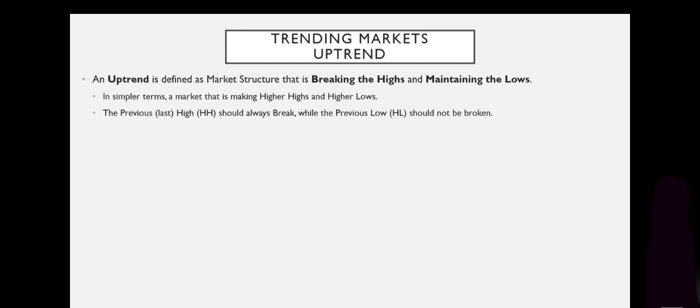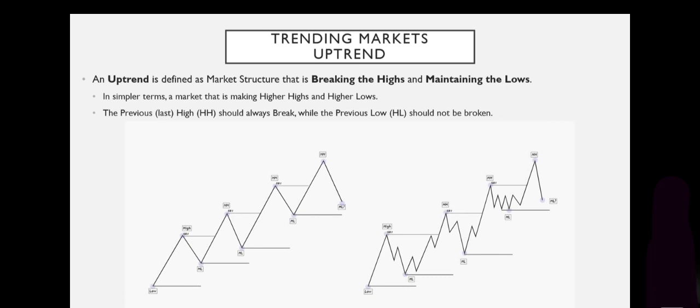The previous or last high, which is the higher high, should always break, while the previous low, which is the higher low, should not be broken. And if I put an example right there, we start with a low, we make a high. This low should not break in order to maintain the uptrend, but this high should always break in order to maintain the uptrend. So again, the last higher high should always break. The previous higher low should not be broken, okay?